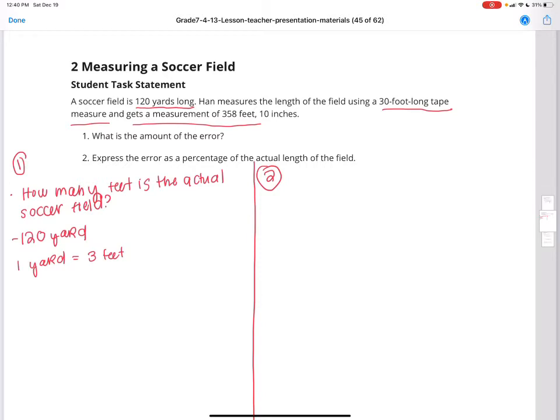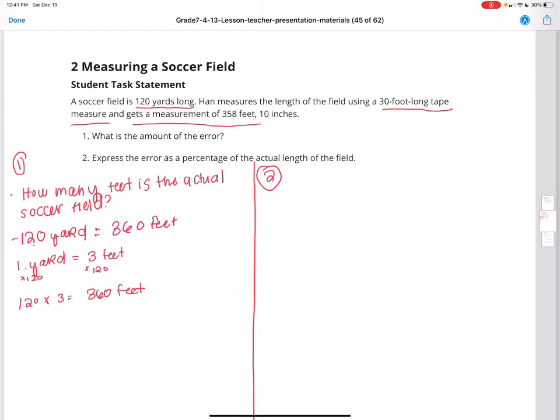So I need to figure out how many feet are in 120 yards. I put it in ratio form to show you guys, but you really don't need it. How can I get 1 to 120? How can I get 3 to whatever number is missing? You can multiply by 120 on both sides, which would be 360 feet. Or you could just multiply 120 times 3 and get 360 feet, and that would have been fine as well. That's how I saw it.